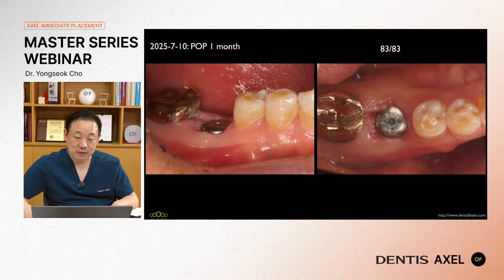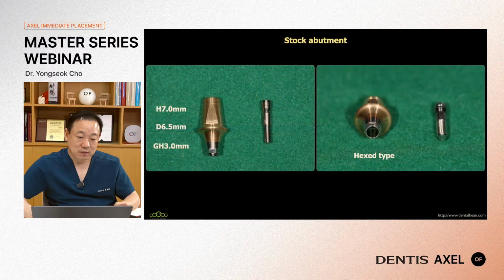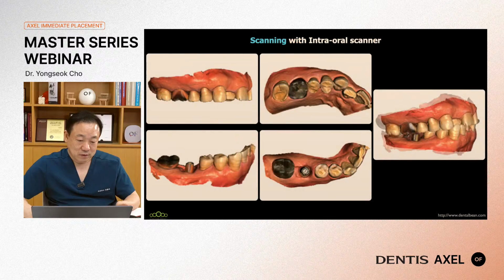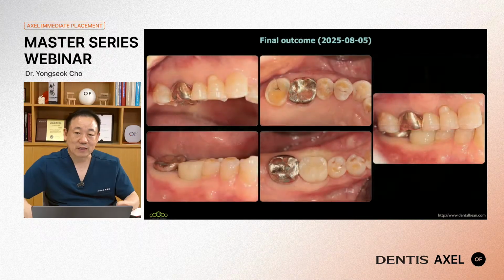One month later, the ISQ value was maintained highly. So 6 weeks after the implant, the soft tissue looks almost healed. Dr. Kim started the prosthetic procedure, and using a stock abutment, continued the restoration like this. Okay, it's the final outcome here.